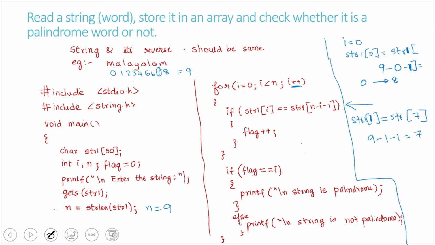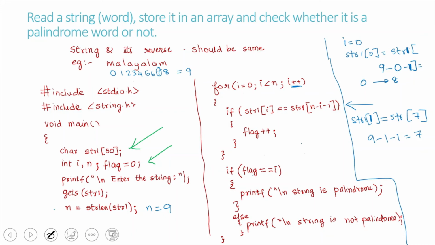Next is we have to read a string, store it in an array and then check whether it is a palindrome word or not. So palindrome means a string is checked with its reverse and it should be the same. For example, Malayalam is a palindrome word. So remember to use string.h. Then we are going to declare a string called string1. Then a few integers for us to use.